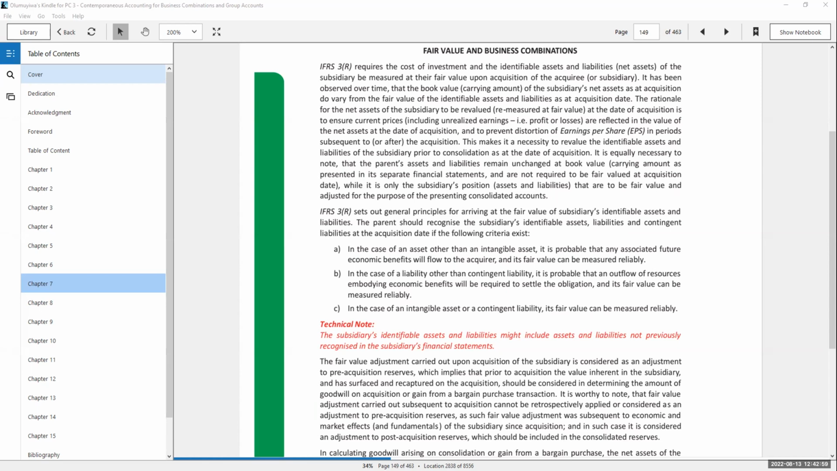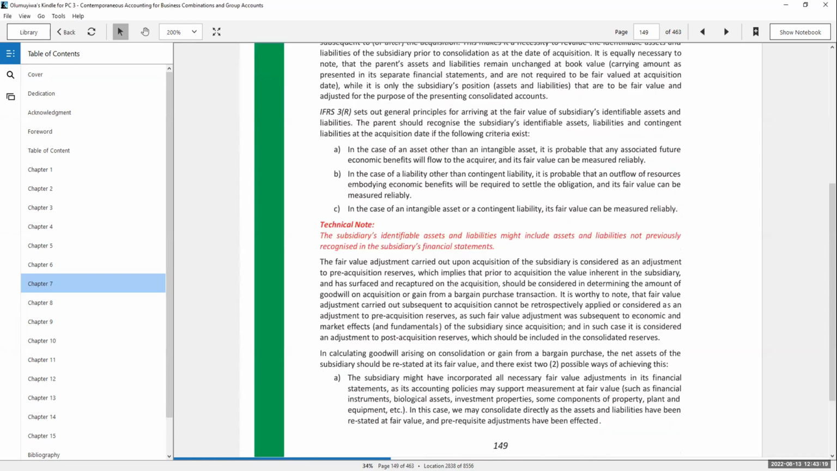B, in the case of a liability other than a contingent liability, it is probable that an outflow of resources embodying economic benefit will be required to settle the obligation, and its fair value can be measured reliably. C, in the case of an intangible asset or a contingent liability, its fair value can be measured reliably.